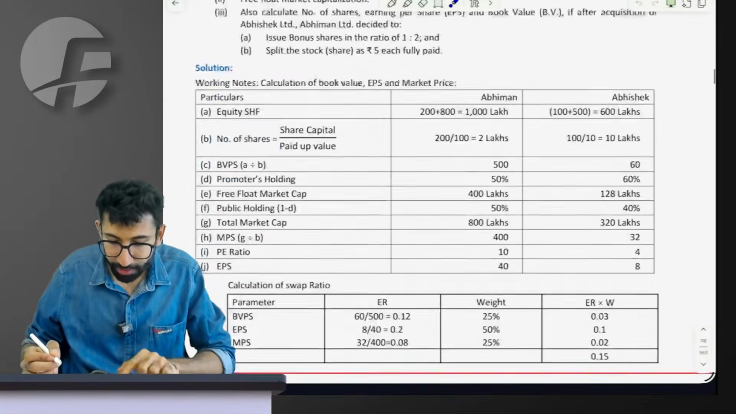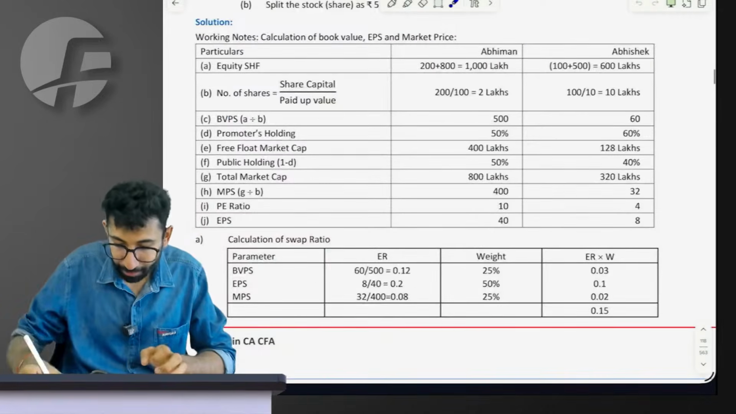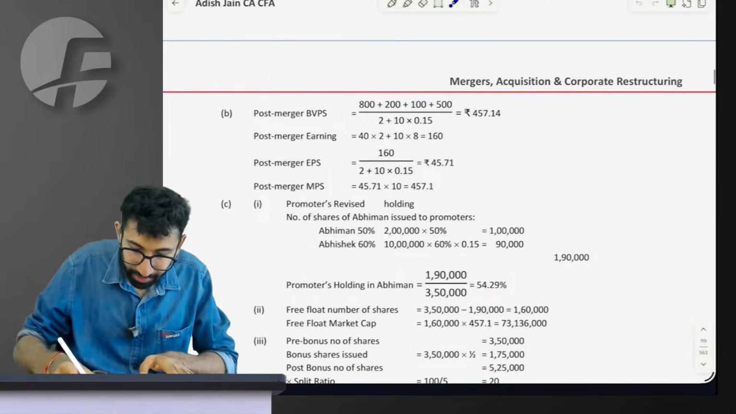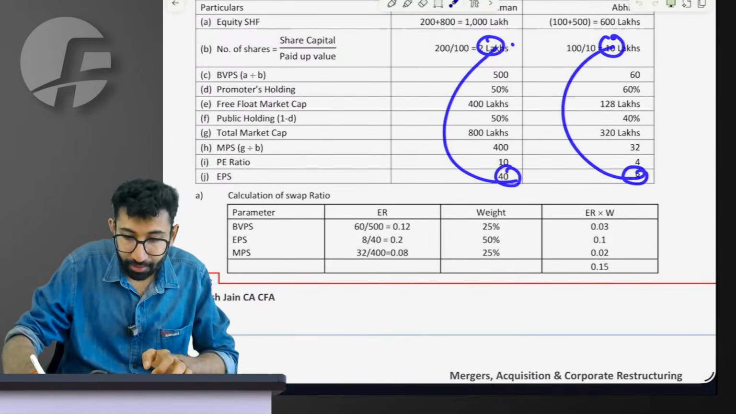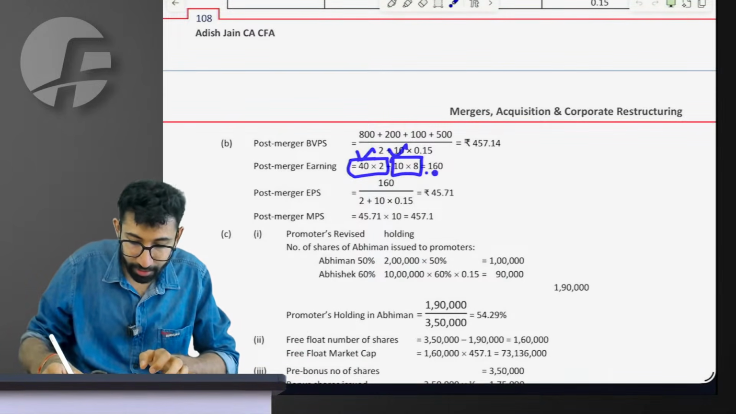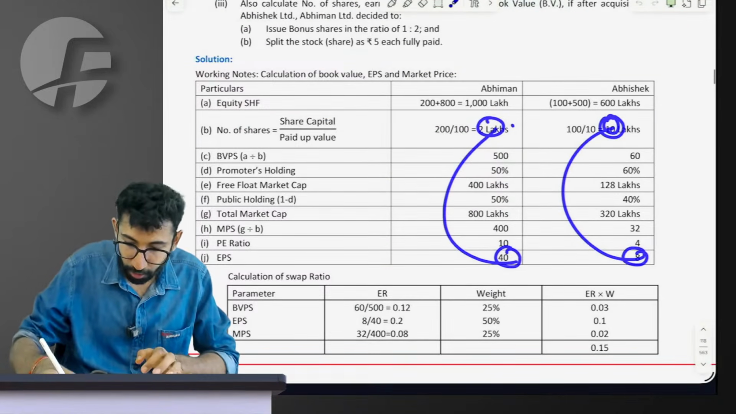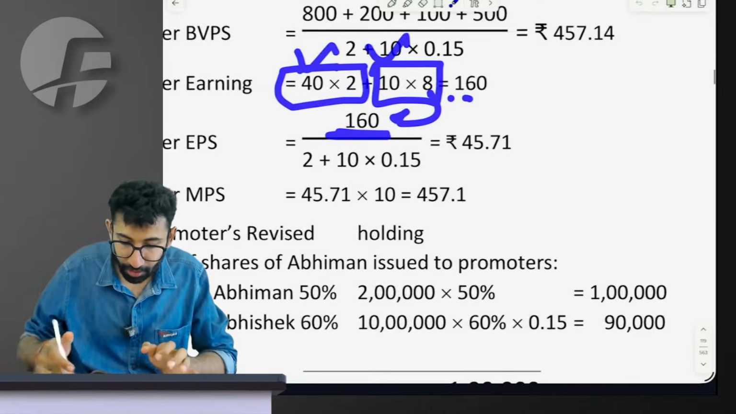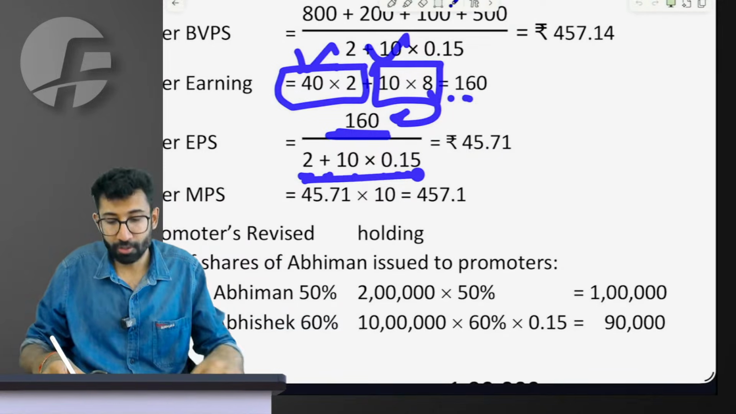Sir, what is the post-merger EPS? My PAT, your PAT, synergy in PAT. So how much is my PAT? EPS is 40, number of shares is 2 lakhs. So 40 into 2, 80 is my PAT. EPS is 8, number of shares is 10 lakhs. So 80 is your PAT. So my PAT 80 plus your PAT 80, the total PAT becomes 160, divided by my shares as an acquirer, 2 lakhs, and against your 10 lakh shares I'll give you an exchange ratio of 0.15. So 2 plus 10 into 0.15 gives me the post-merger number of shares.